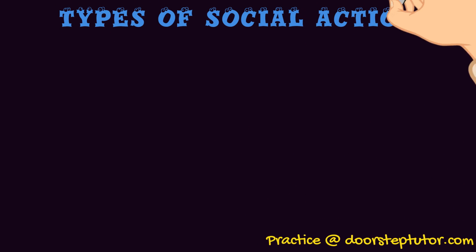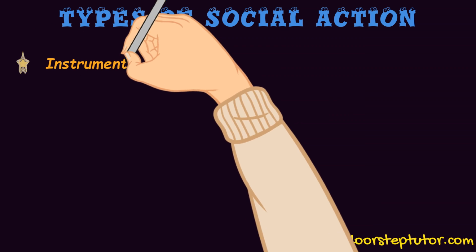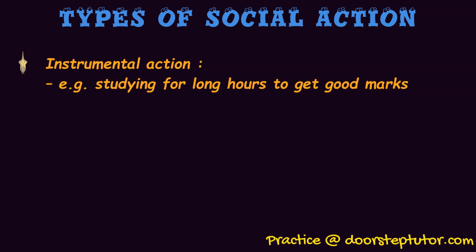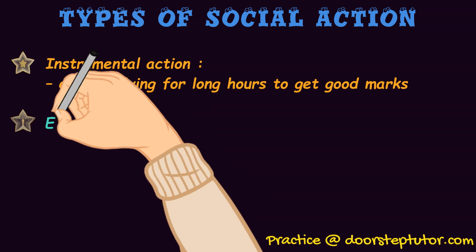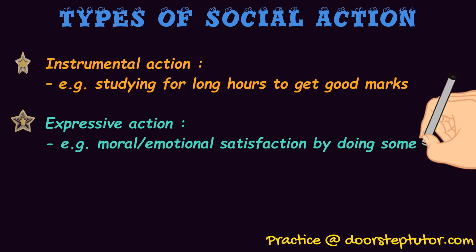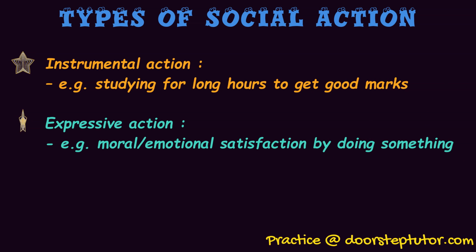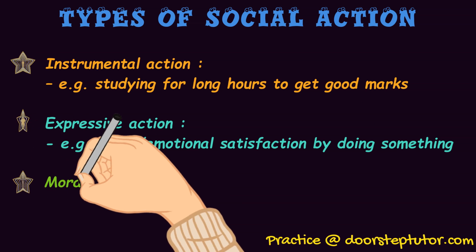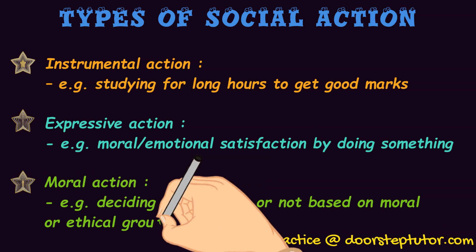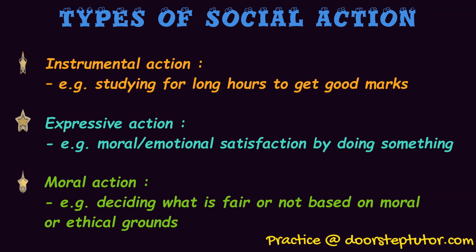Coming to the types of social action. Now there are 3 types of social action. Instrumental, that means doing something in order to achieve a goal. So if you study for long hours, you will get good marks. So that is an instrumental social action. Second, expressive social action. This action you do in order to gain some kind of satisfaction. So it can be moral, like giving a seat to an elderly person when you are traveling. Third is moral action, deciding what is fair or what is wrong on the basis of moral or ethical grounds.